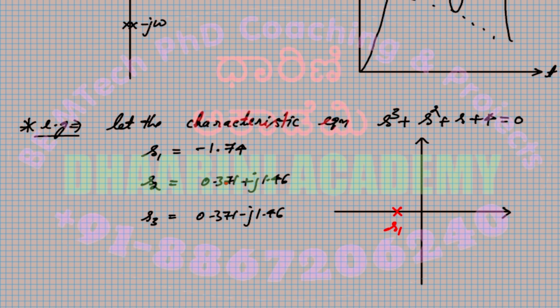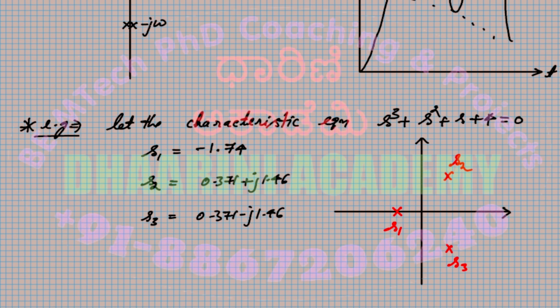You see it is 0.371. You should move to the right side, then above. So this is one here and one below, correct? 0.371 plus j 1.46 will be the upper one. So I'll call this s2 and this s3. Now, what's your comment? Is it stable or not? It's unstable because two poles are present on the right side of the s-plane. So because of that, the system is unstable.